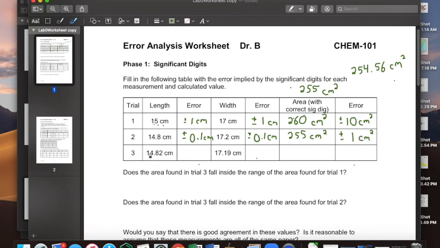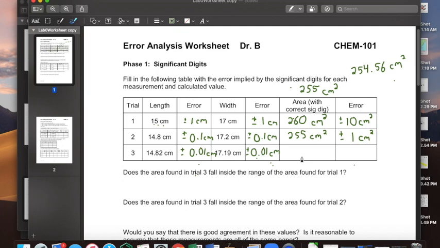Then with a more precise ruler, one that has lines for 14.8 and 14.9, we no longer have to estimate that 8. We can see the line for the 8. However, we don't have a line for this 2. We just estimated the 2 because it was between 14.8 and 14.9. So we were able to read this ruler plus or minus 0.01 centimeter. And the same thing for the width. We could read that plus or minus 0.01 centimeters.